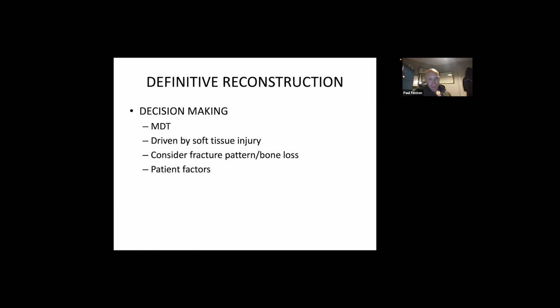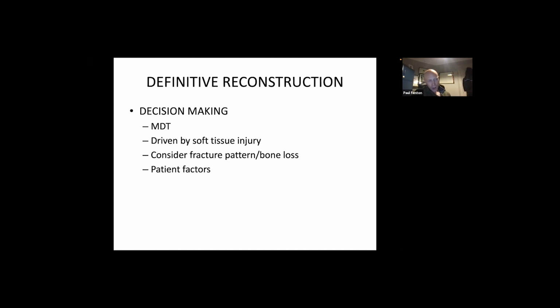So if we assume that we're going to go down a limb salvage route, and we're going to do orthoplastic reconstruction of those more severe injuries that need both plastic surgical reconstruction and orthopedics. So again, after that initial debridement, the decision making, certainly in our unit, is very much MDT based. So the orthopedic surgeon and the plastic surgeons work closely together.